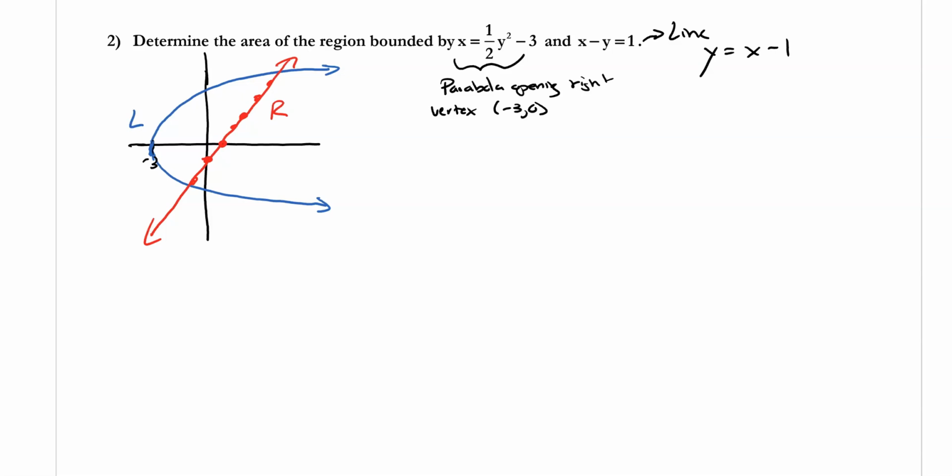What are some key things we have to find, though? We have to find this intersection point and this intersection point. These corresponding y values are critical to us for writing our integrals. And then we can calculate our area. So how are we going to do that? We want to set the two functions equal.